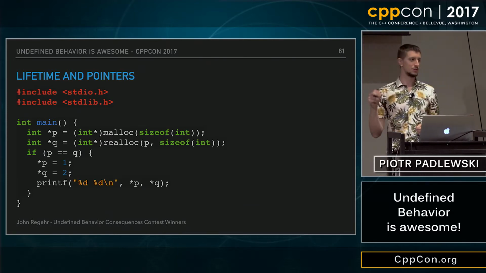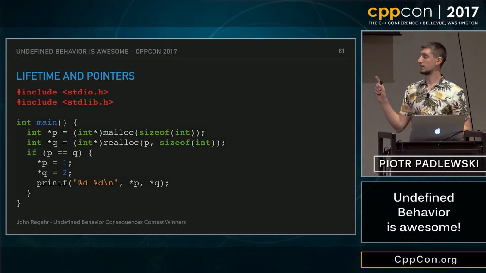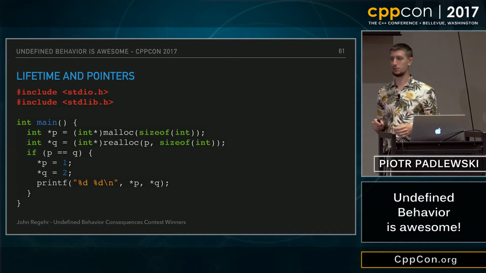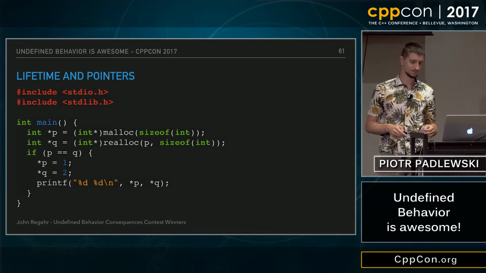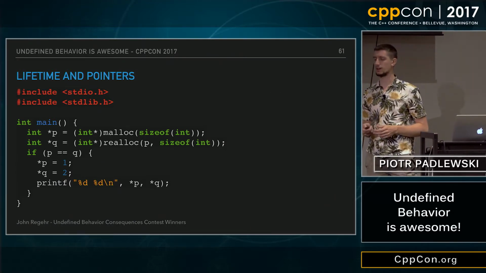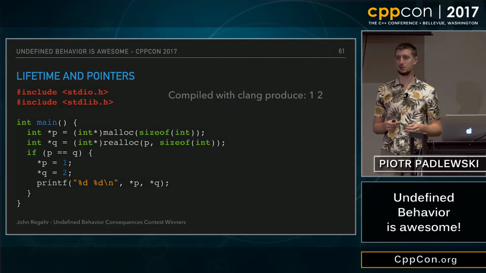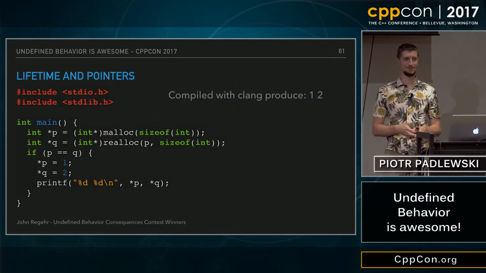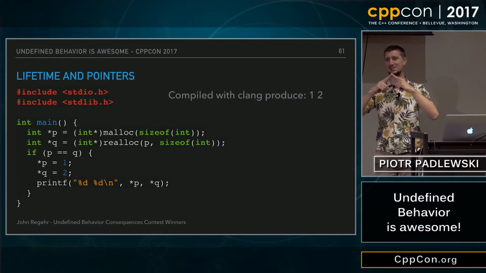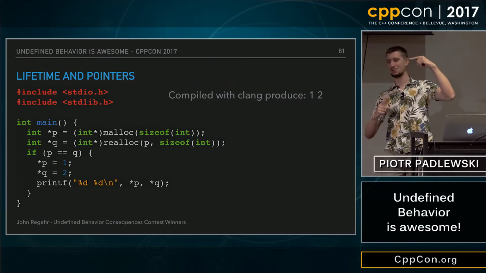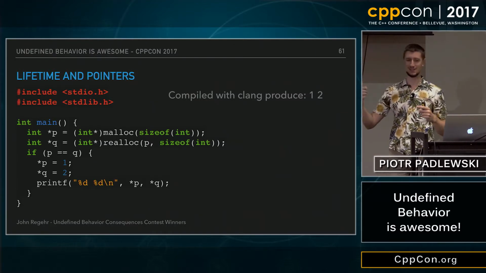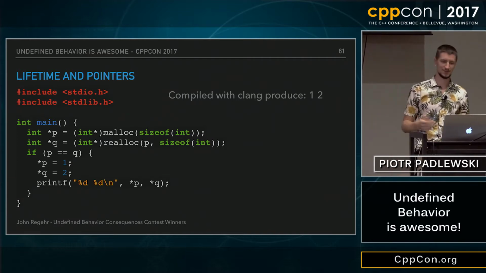And then I will write 1 to p, I will write 2 to q, and I will just print those two values. And if you compile it with Clang, you'll get 1 and 2. So I have those two pointers pointing to the same value, and the value of one is 1, and the value of the second is 2. It doesn't make any sense, right?